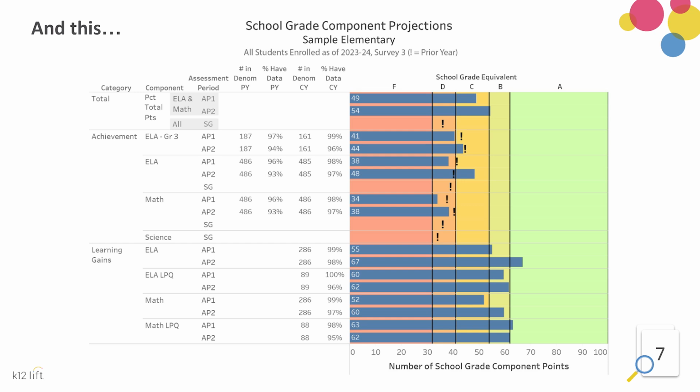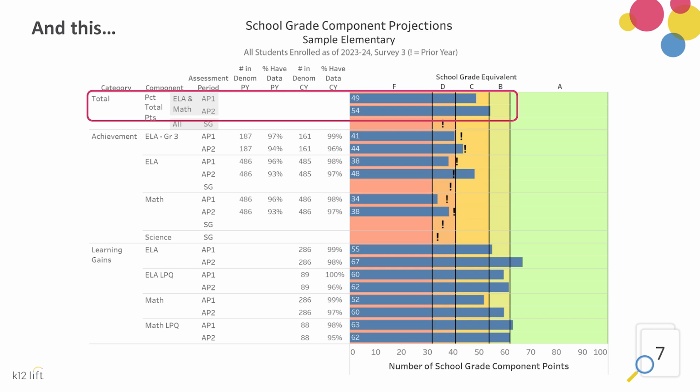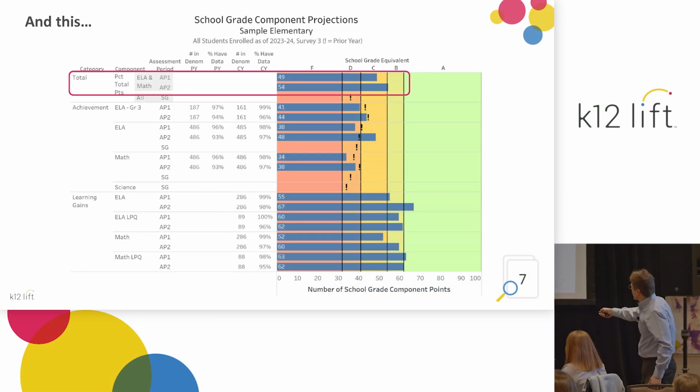It's the whole thing, right? Up here we see the percent of total points earned. I apologize for this. AP1 and PM1 are interchangeable in this case. So this is saying that at AP1, if we look across all the ELA and math components for the school, that school is projected to earn 49 points out of 100 on their school grade. And by AP2 or PM2, they're projected to earn 54 points. So that school has improved considerably from the first assessment period to the second. That's what it tells you.